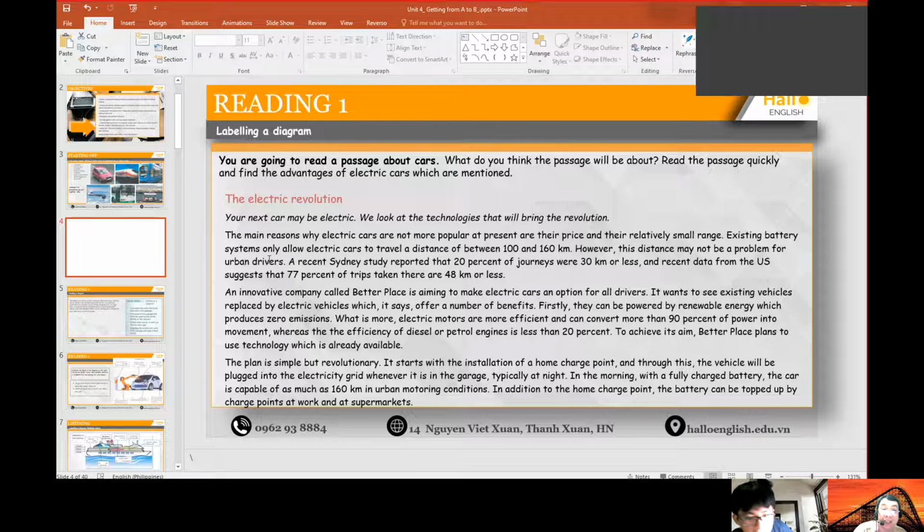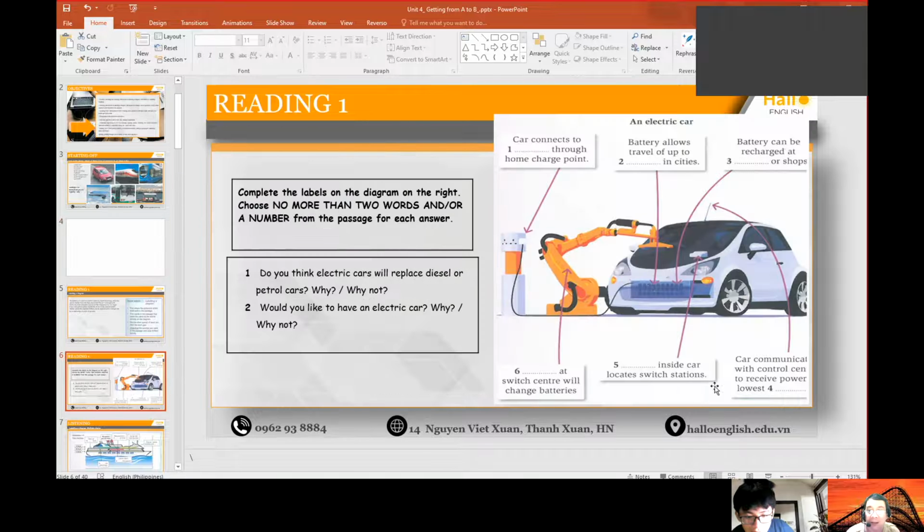Existing battery systems only allow electric cars to travel a distance of between 100 and 160 kilometers. So let's try: car communication with control central to receive power.